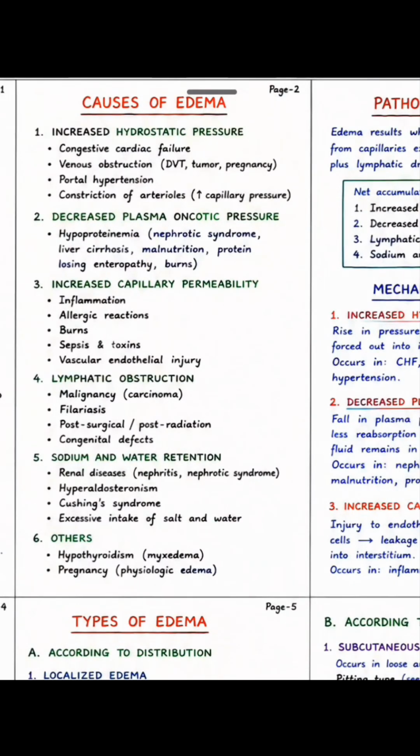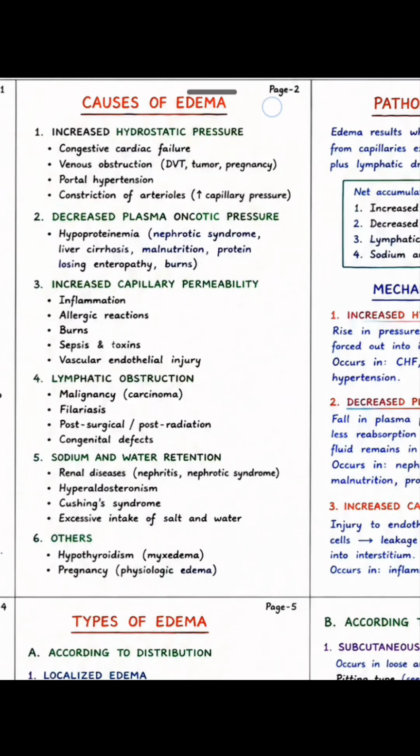Third is increased capillary permeability. When the endothelium gets damaged, gaps open up and fluid plus proteins leak out. Increased capillary permeability means leaky vessels. This is caused by acute inflammation, allergic reactions, burns, sepsis and toxins, and vascular endothelial injury.